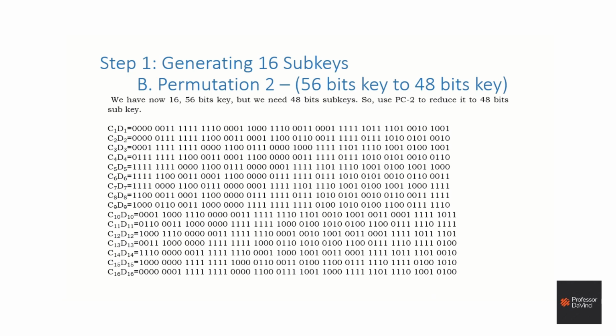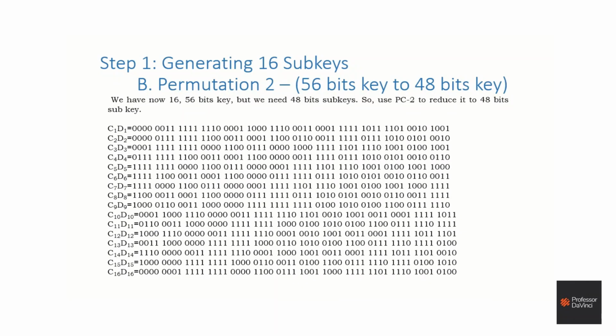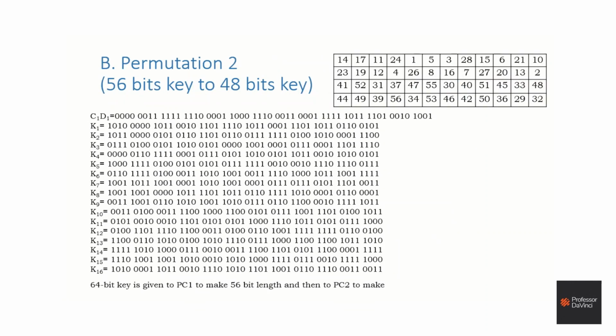Now we need to generate the subkeys with the permutation table too. So here we are going to concatenate these two things, C1 and D1, joined together. So like that we are joining all the halves into a single 48 bit length. After joining, we need to use the permutation chart or permutation table too.